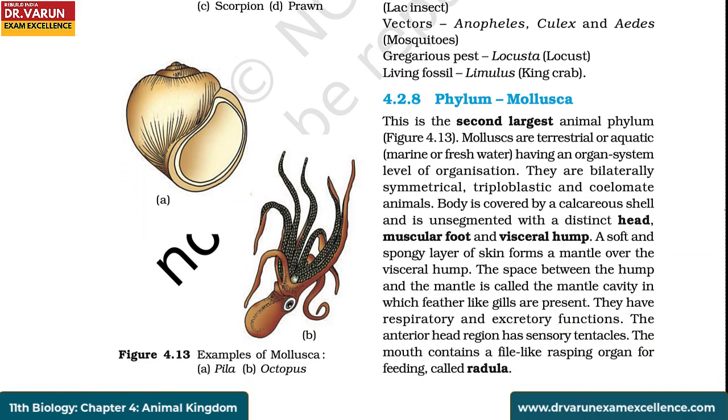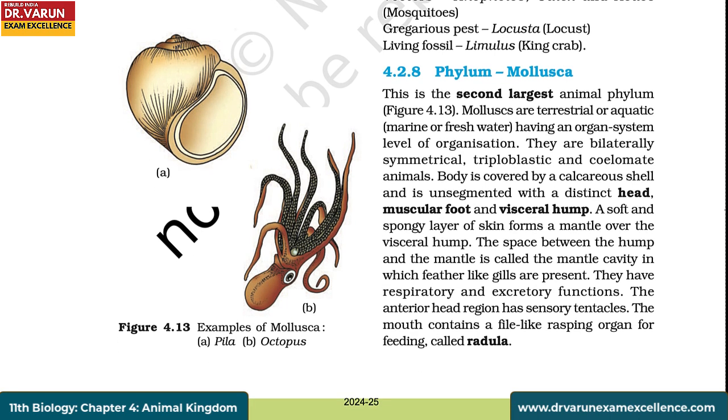Phylum Mollusca. This is the second largest animal phylum. Mollusks are terrestrial or aquatic, marine or freshwater, having an organ system level of organization. They are bilaterally symmetrical, triploblastic and coelomate animals. Body is covered by a calcareous shell and is unsegmented with a distinct head, muscular foot and visceral hump. A soft and spongy layer of skin forms a mantle over the visceral hump. The space between the hump and the mantle is called the mantle cavity, in which feather-like gills are present.